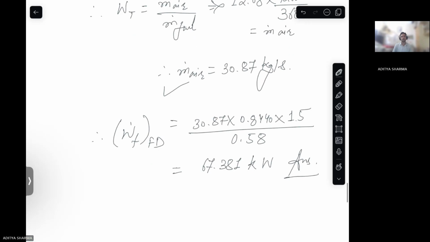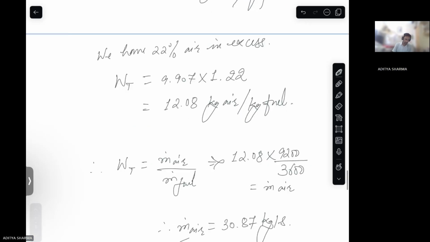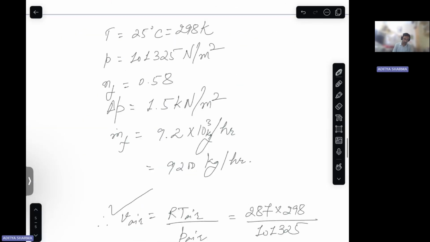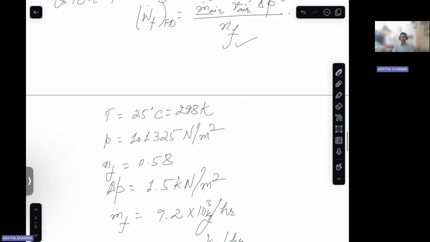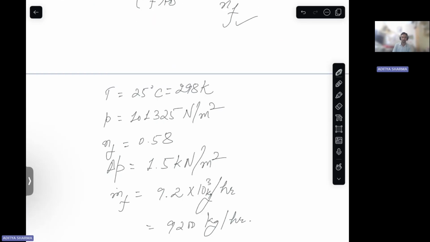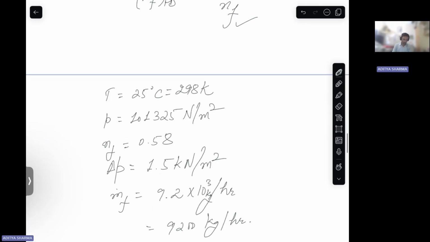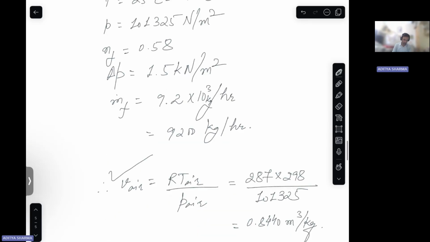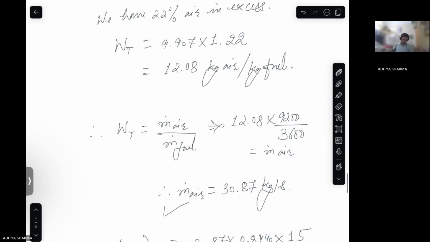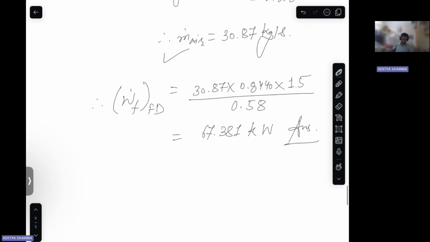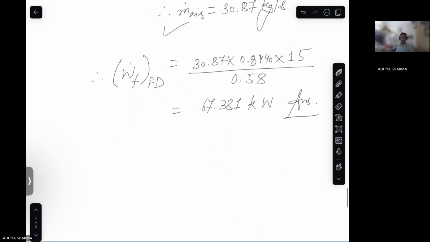I hope this is clear, right? So what we did, we had to find the mass flow rate of air. We needed to find out the specific volume. Specific volume we calculated from the perfect gas equation, and for mass flow rate we took the help of this A and B. Okay, and this way we found out the power, right?